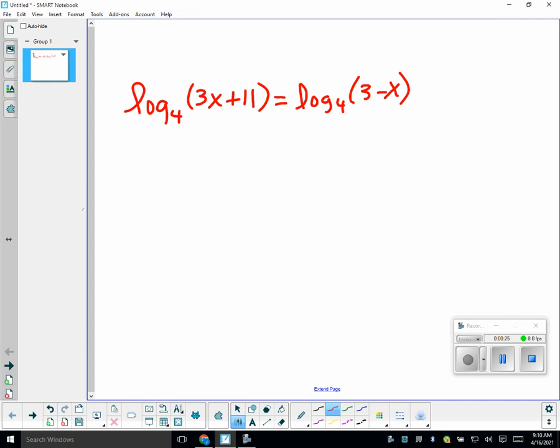Okay, remember the other day when we said we could do anything to it as long as we did the same thing to both sides? Well, the other day we took the log of each side. Today we're going to take the log of each side and take it away. Aren't they just alike? So I have 3x plus 11 equals 3 minus x. Okay?